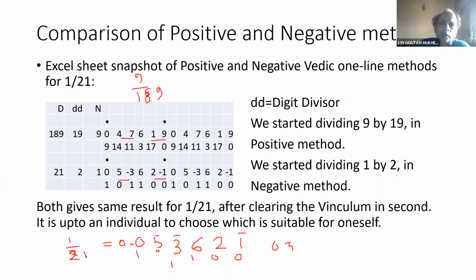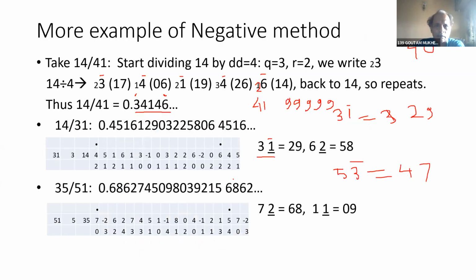Please have a note. You all have a presentation. Try from here, and try to understand the negative method. I'll just have a brief look. 14 by 31, 35 by 51. I put examples.